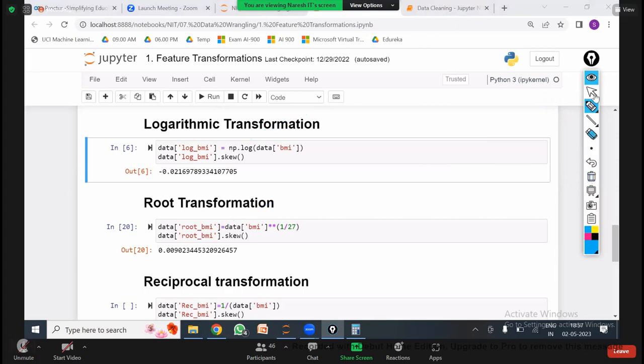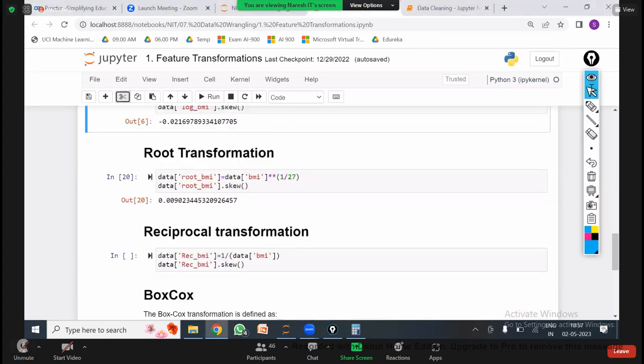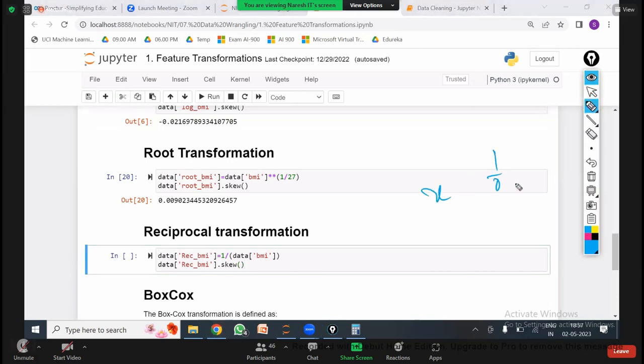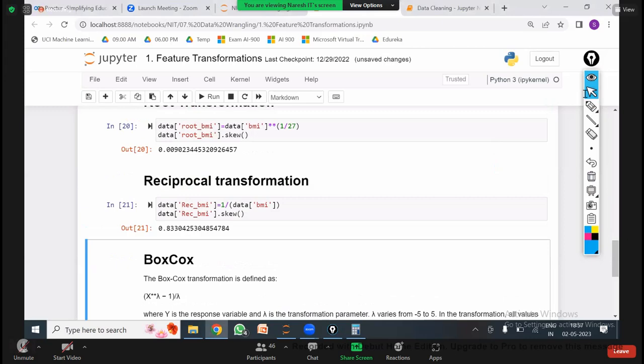Now, next, I'm going to try reciprocal transformation. What is meant by reciprocal transformation? It means 1 by x. The original value is x and I'm going to convert it to 1 by x. Each and every value I'm going to convert to 1 by x. That is called reciprocal. For this I calculate the skewness, which I got as 0.83.